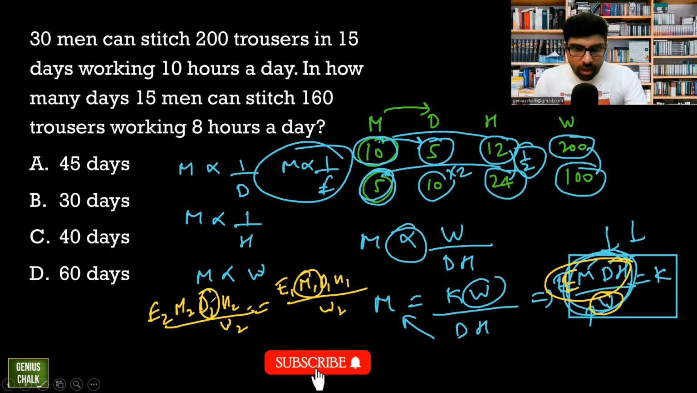Suppose in some question days are not given, so we'll not take days. In some question hours are not given, only this much is given, you can take. So as per the priority, you will take all of these.